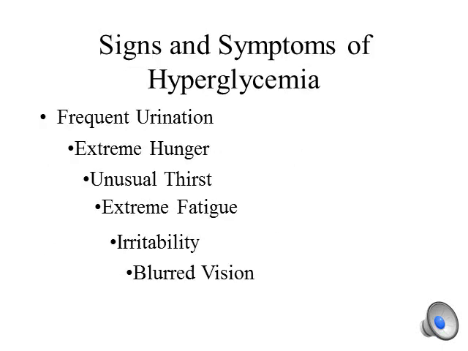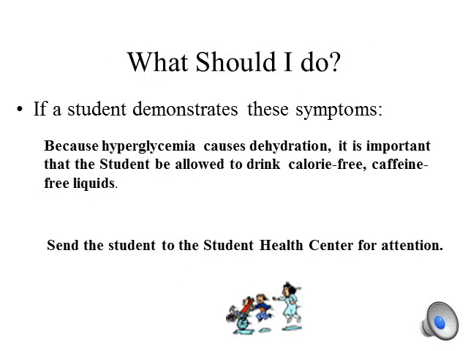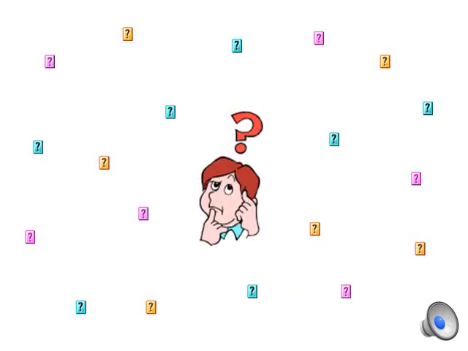Signs and symptoms of hyperglycemia: frequent urination, extreme hunger, unusual thirst, extreme fatigue, irritability, and blurred vision. What should I do? If a student demonstrates these symptoms, because hyperglycemia causes dehydration, it is important that the student be allowed to drink calorie-free, caffeine-free liquids. Send the student to the Student Health Center for attention. If you have questions at any time you're dealing with a student with diabetes, please contact the Health Center.